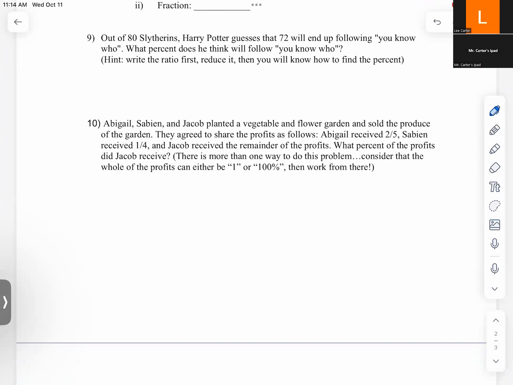Number 9, out of 80 Slytherins, Harry Potter guesses 72 will end up following you know who. What percent? This one is going to be a little more complicated because the denominator 80 is not a factor of 100. Here I want you to apply some skills that you learned with unit rates. Don't find a unit rate, but you know how we would reduce it down and then find something else. So simplify the fraction first. Then you will have a denominator that is a factor of 100, and then you can scale up by multiplying by something. You can do it.